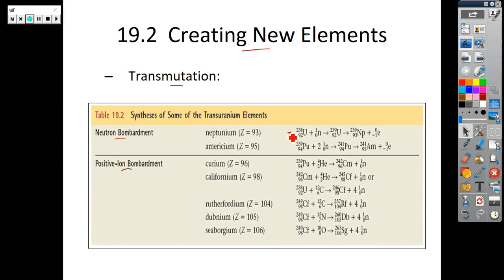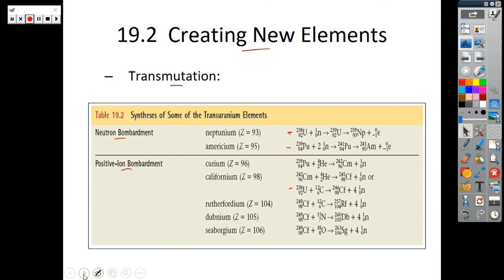You'll notice a lot of these processes start with uranium or plutonium. Uranium, by the way, is the largest naturally occurring radioactive element at element number 92. No other element past uranium is something that would exist naturally. So pretty much every element above element number 92 in the periodic table is quote unquote man-made through some sort of transmutation process. So how do they do this?